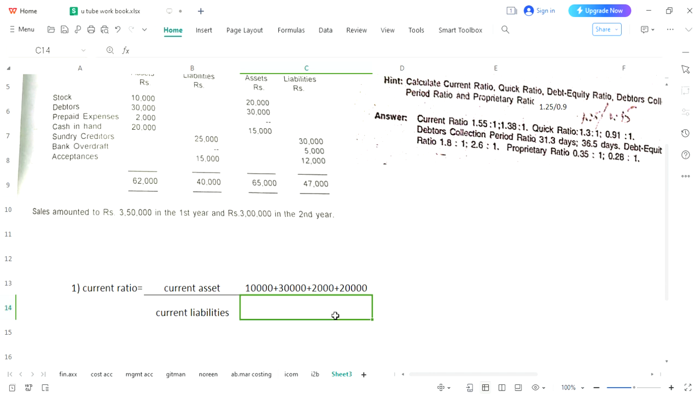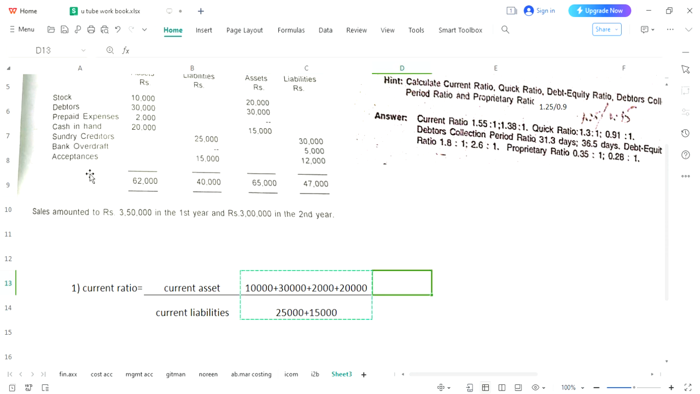And now we need to see current liabilities. Beside these assets, current liabilities are mentioned at the lower part. Creditors are current liabilities, 25,000. Then we have bank overdraft, but the amount is not mentioned over here, so you can leave it. Acceptances, the other name of which is bills payable, are also current liabilities. So we have listed the current assets and current liabilities, and in this way we are now ready to calculate values.